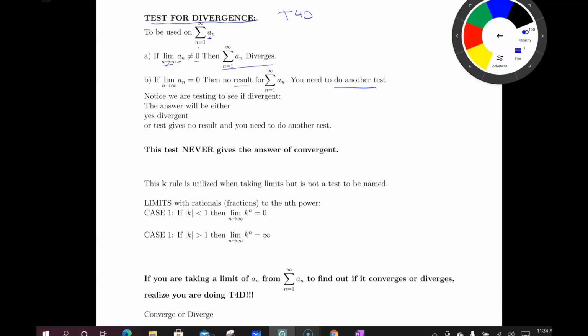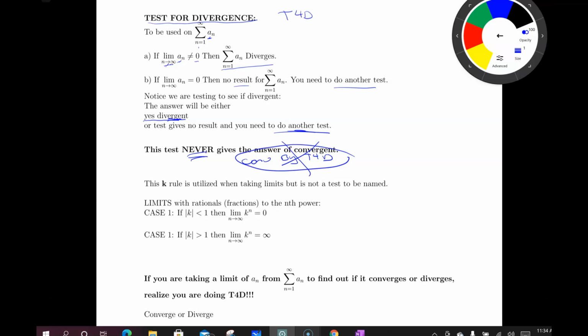So you will get either yes diverges or do another test, right? Do another test. Yes diverges or do another test. You will never say converge by test for divergence, right? That's a big bad no.